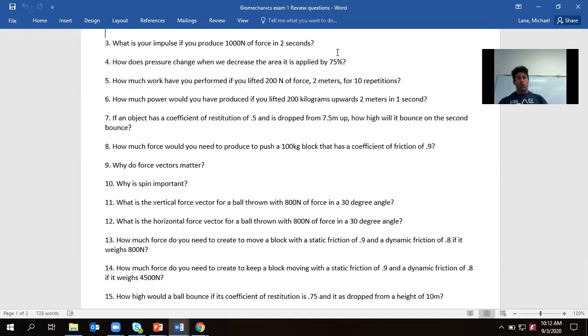So 200 newtons, that's our force, times distance, 2 meters. So each rep, you do 400 newton meters of work, also known as 400 joules. Now you're doing 10 repetitions of it, which means you are going to be doing 4,000 joules of work, because you're just taking that 400 joules times 10, okay?